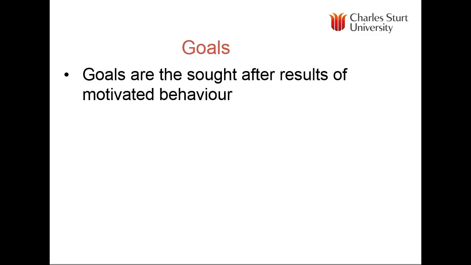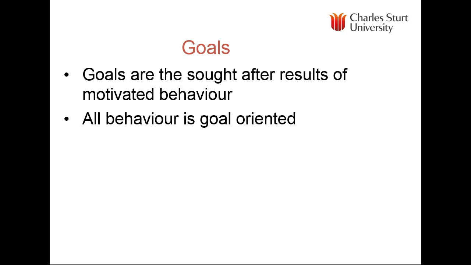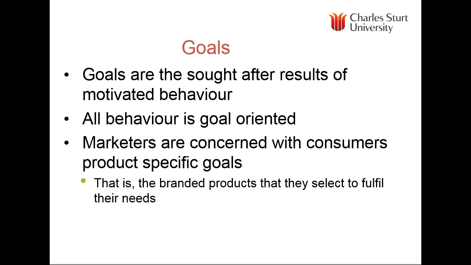What about goals then? Now, goals are the sought-after result of what we desire from motivational behaviour. And it's believed that a vast majority of our behaviour is goal-oriented towards some outcome. Consumers have specific goals. That is, branded products will be more successful or considered if they fulfill their needs. So my mobile phone fulfills a number of needs: communication, linking with my loved ones, work, play, and so on. So these are all goals that may be linked to a product and therefore needs.